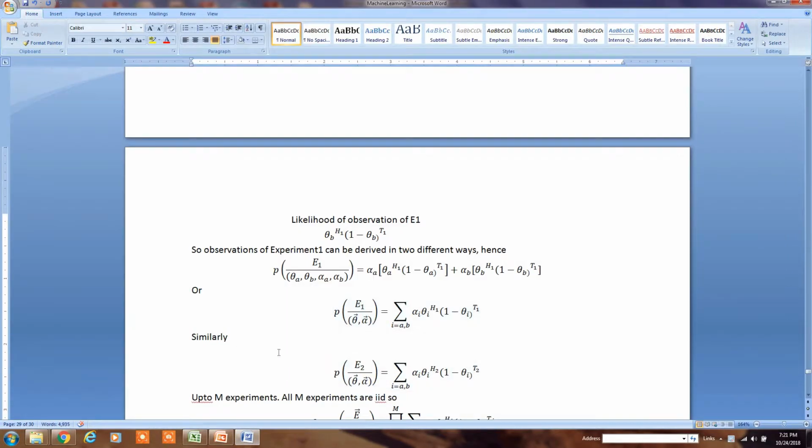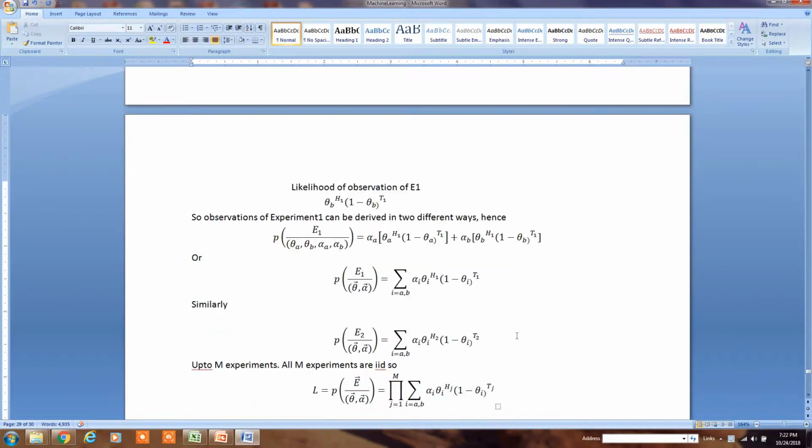In the last video, we calculated the marginal probability of observing this experiment 1 given the value of theta A, theta B and the mixing proportion. So this is where we stopped in the last video. Now let us generalize this formula.